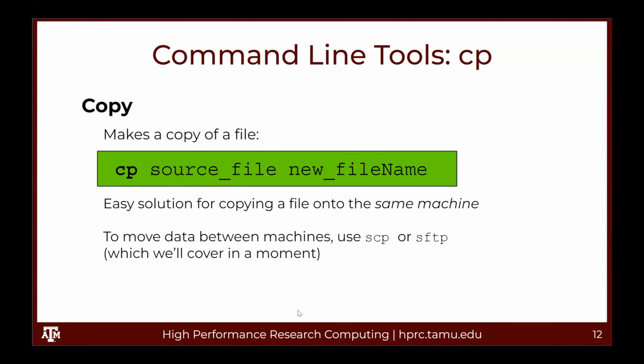So the first one we'll be talking about is copy. It's as easy as it sounds. It just makes a copy of a file. If you want to copy a file onto the same machine, that's the catch. Copy makes a replication of the file on the same machine. So you just have to type in cp, space, the name of the source file, space, the name of the destination or the new file, and it will copy the content of the source file to the new file. And in order to move data between machines we use scp or sftp, but that we'll discuss in a moment. Copy simply is used for copying on the same machine.